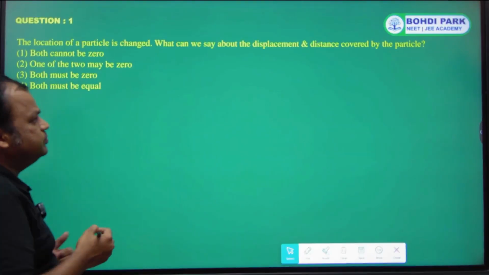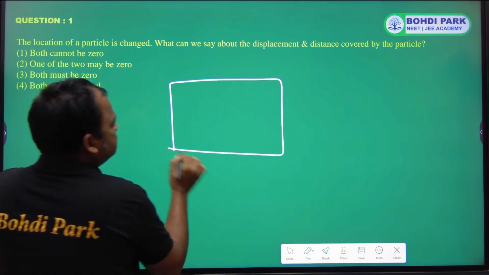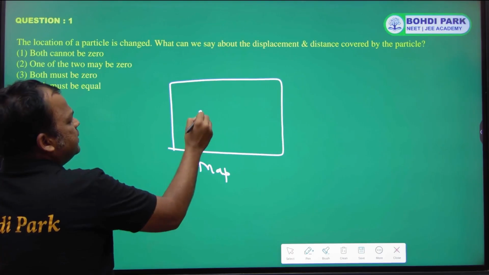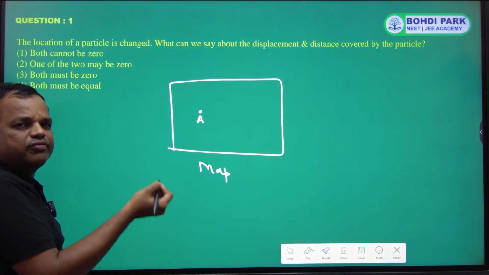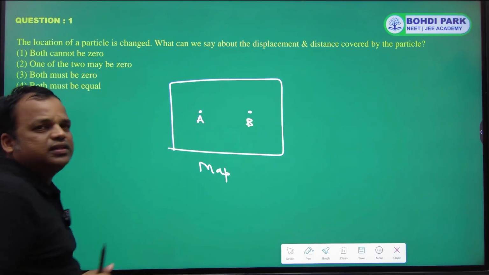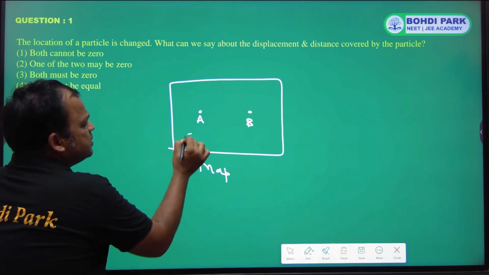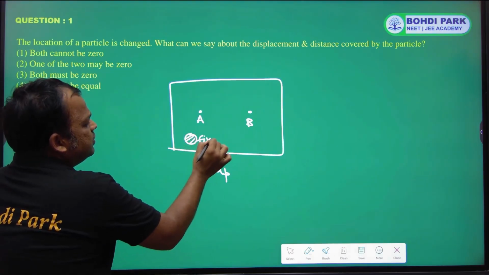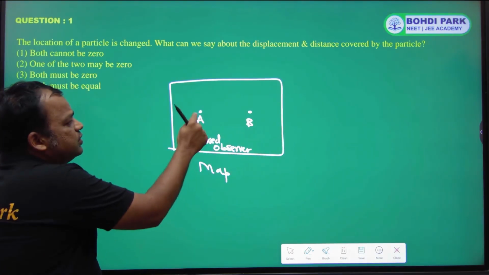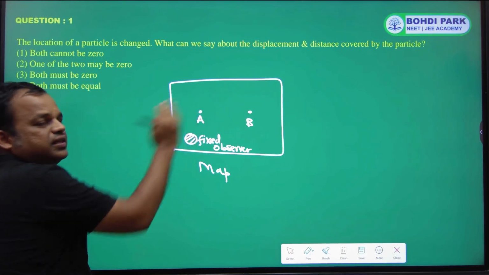Location is changed. So suppose this is a map, and some particular object is here at A at some point of time. At some other time it is at B. So location on the map changed, so we can say the position also changed. Suppose this is the fixed point, this is the fixed observer. According to the fixed observer, the object shifted from A to B. So position changed.